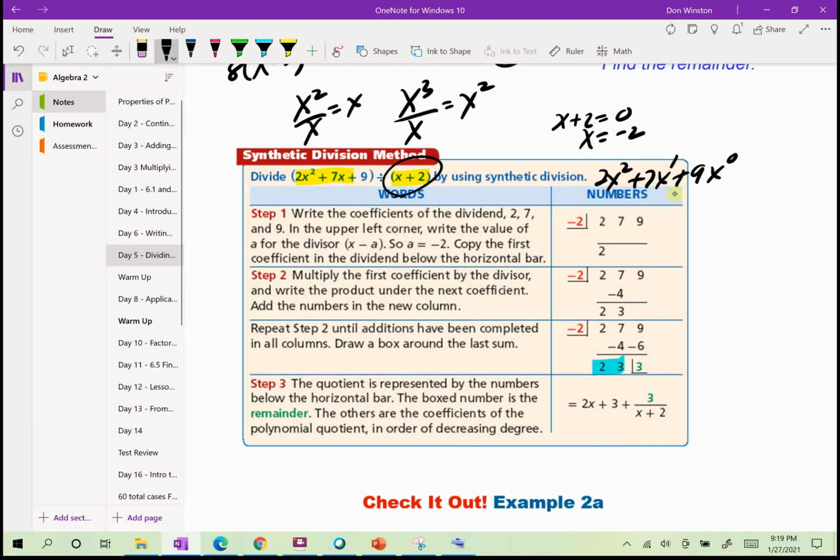So we would interpret this 2 then as 2x. And then so this would be 2x plus 3. And then we would write our remainder 3 over our divisor x plus 2.